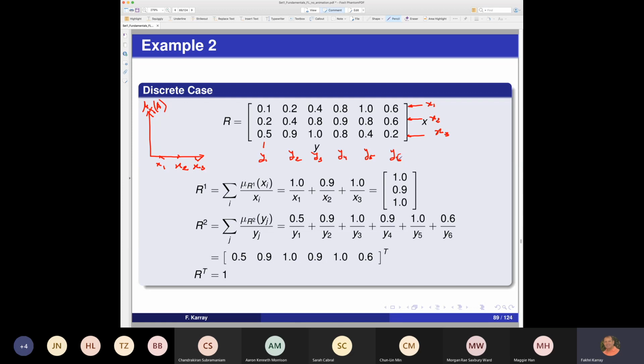So what does this relation mean? You are given a relation like this. It means that for the element related to x1 and y1, the connection that is linking x1 and y1 is given by the value of 0.1. This is equal to mu r of x1 and y1. And then the relation that is going to be used later on is mu r of all xi and yj. So this is the membership function for the relation.